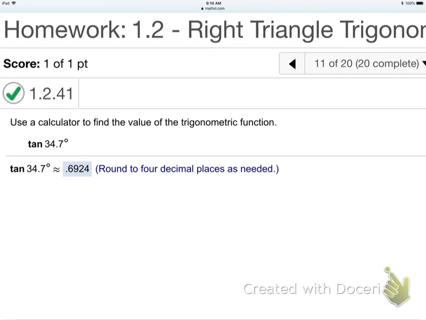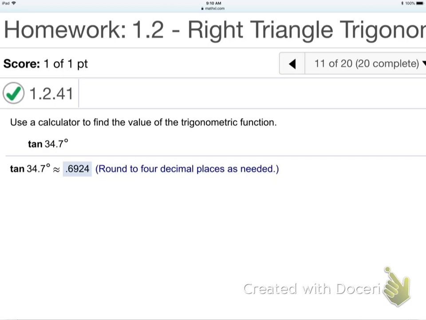You've got to get your calculator in degree mode. Yeah, the mode can be kind of tricky. It's different on every calculator. Is that a D? That's a D, isn't it? Yeah. Okay. You can't either, huh? I think it's a D.